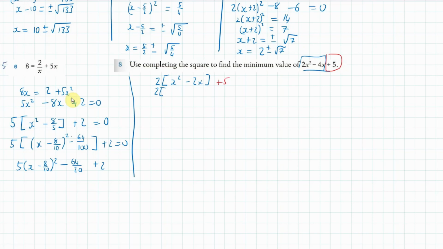Then I am going to go x minus 1 all squared minus 1, so I've completed the square. And then I'm going to expand that, so I get 2 bracket x minus 1 all squared minus 2 plus 5, so the final answer is 2 times x minus 1 squared plus 3. Now let's say this is a function, so y is equal to this.